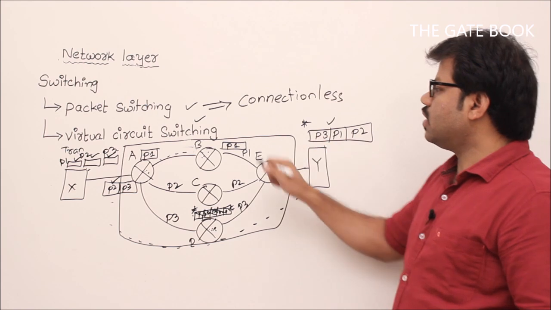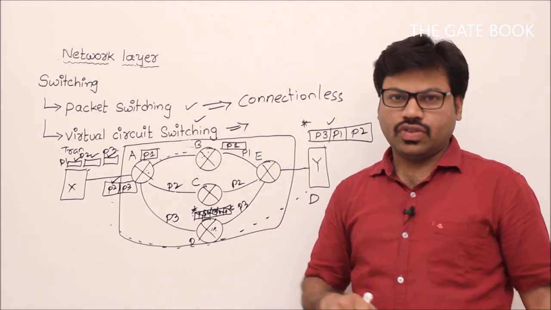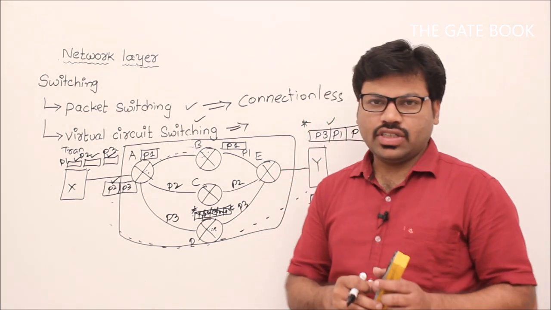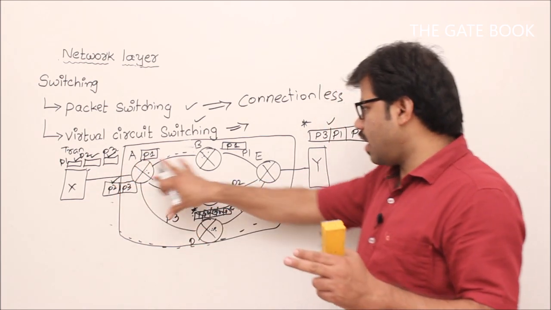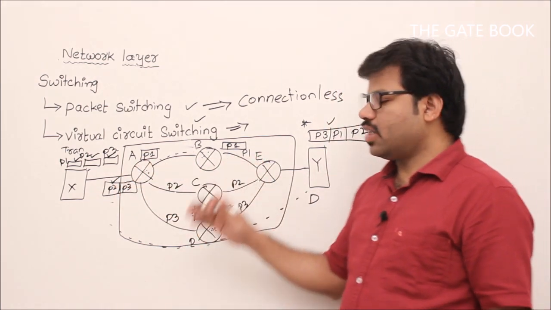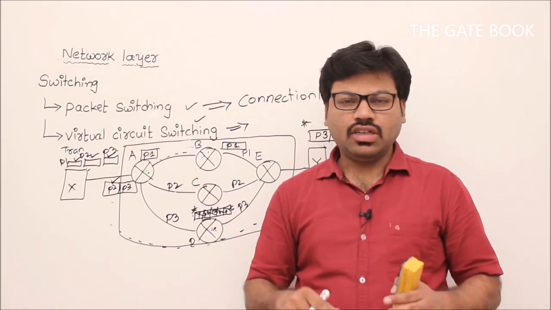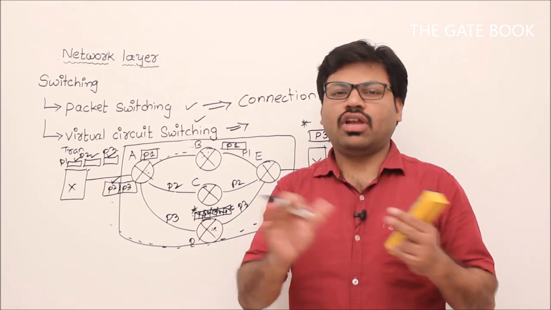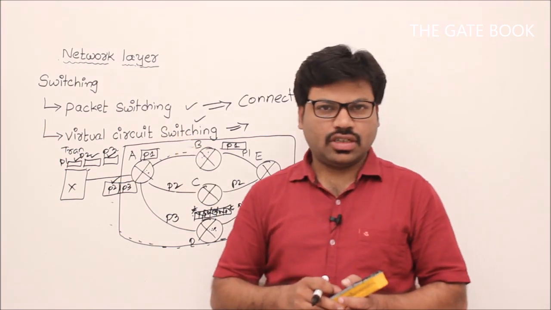Now the second service is connection oriented service, which we can implement using virtual circuit switching. We'll see what connection oriented service is. In connection oriented service, we establish a connection and we fix the route, rather than these random routes. Here every packet is going independently, but in the next one, virtual circuit switching, all the packets are going to follow a particular route. How it will be decided, we will see. That is virtual circuit switching. Let's see.